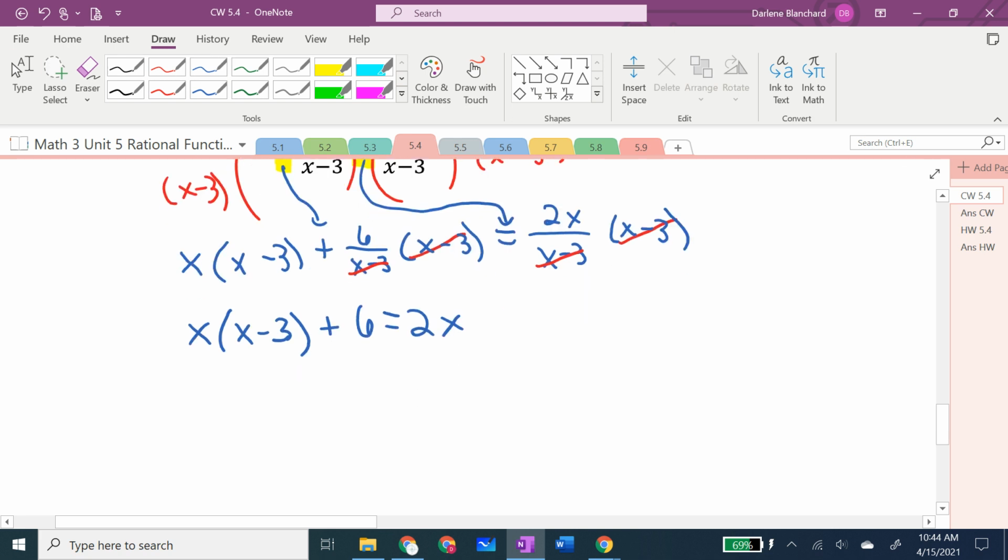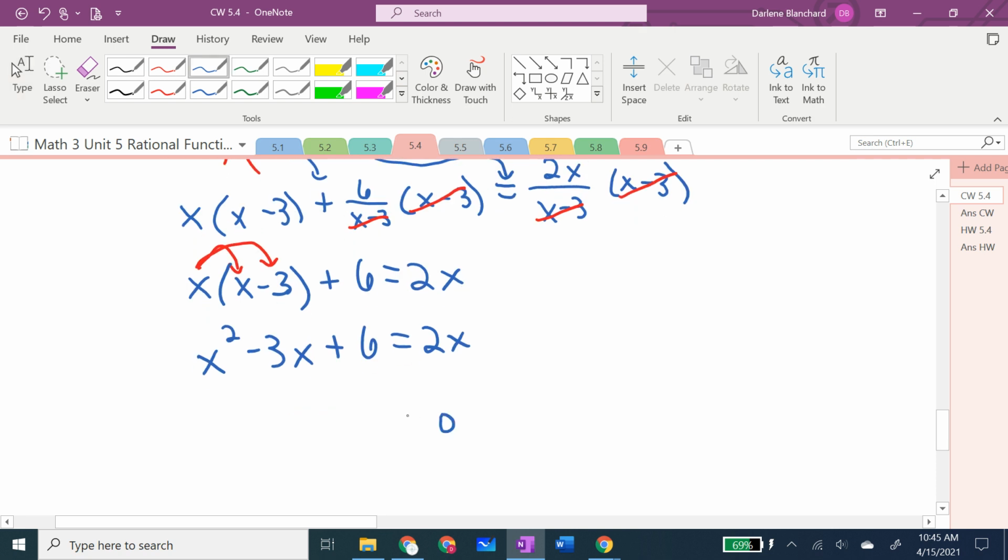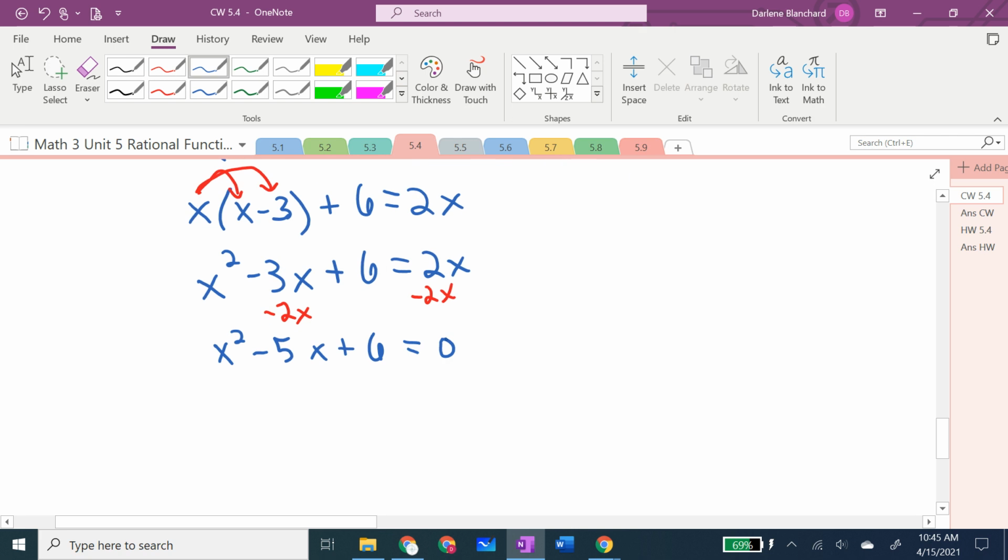And now it's a polynomial type of problem. I need to distribute the multiplication of this x so that I have x squared minus 3 times x. And then I've got a plus 6. With a polynomial, and I don't have just a single x, set one side equal to 0. I'm going to do that if I subtract 2x to both sides. When I add my like terms, I have an x squared minus 5x plus 6. And if it's set equal to 0, then I'm ready for factoring.